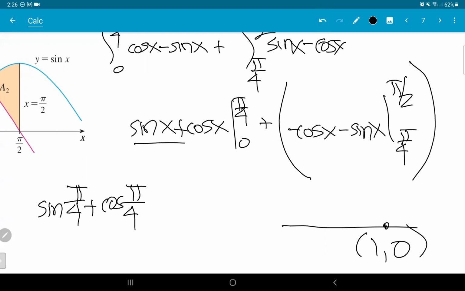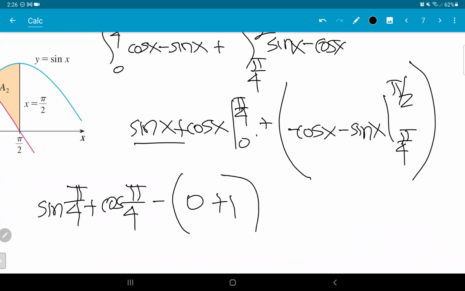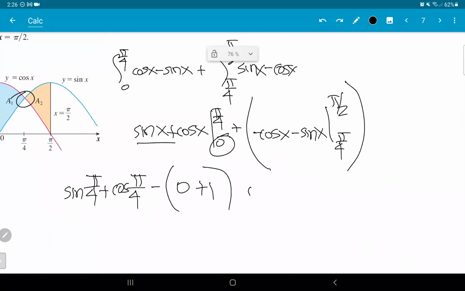So sine 0 is 0. Sorry, it's a minus. So sine 0 is 0. Cosine 0 is 1. So I plugged in 0. Okay, we have this. Then it's a minus outside. And then plus the second part.